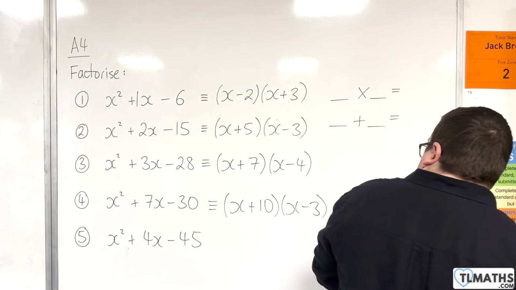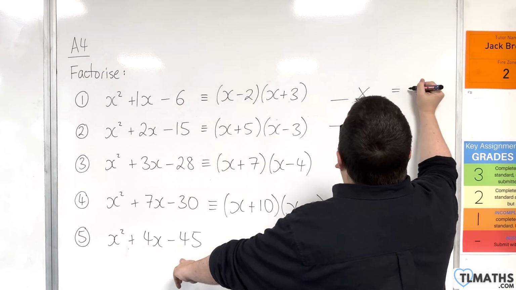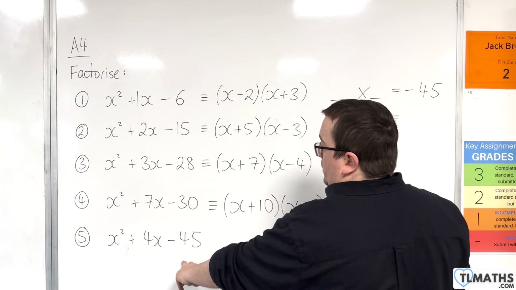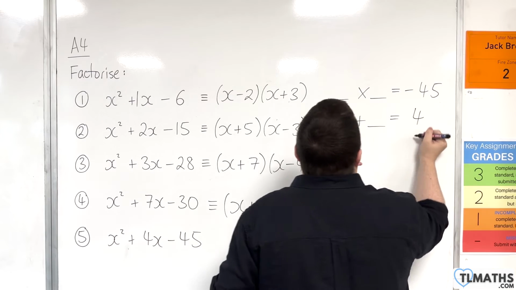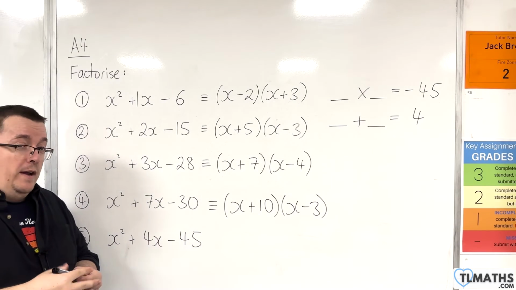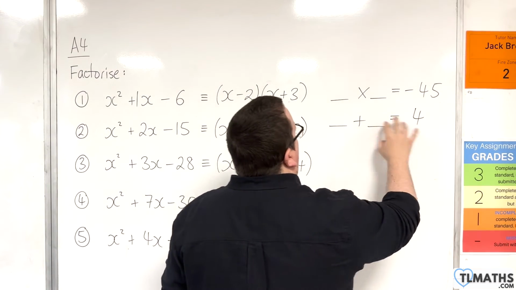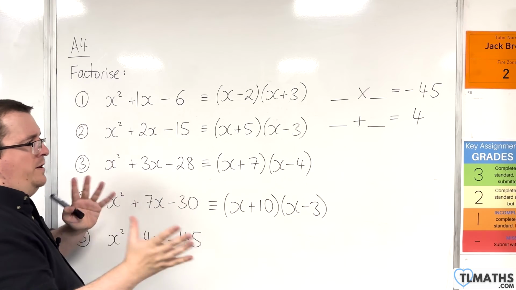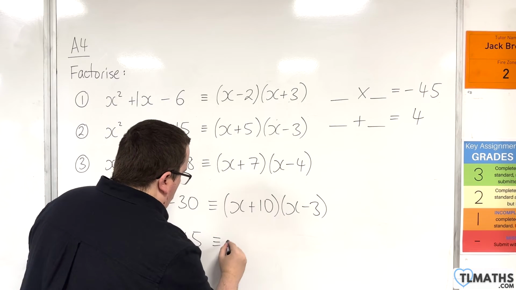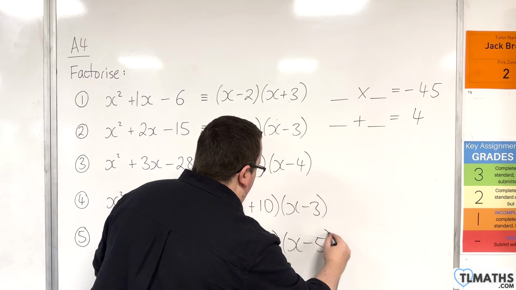Right, okay, next one. x squared plus 4x take away 45. So two numbers that multiply together to make minus 45, add together to make 4. Now 45 is 9 times 5, isn't it? And 9 take away 5 gets me the 4. So 9 and minus 5. x plus 9, x take away 5.